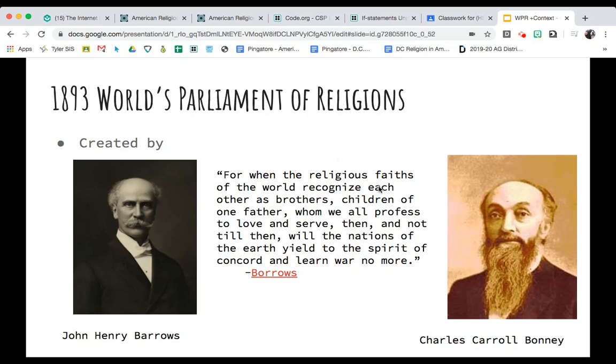So a couple things to keep in mind. Religious faiths. Faith is a very Protestant Christian word that many members of other religions wouldn't use. Recognize each other as brothers, not siblings. We don't have a gender neutral term here, specifically brothers. Children of one father. So one male patriarch. Again, we're making a lot of Abrahamic monotheist assumptions about people's understandings, whom we all profess to love and serve.